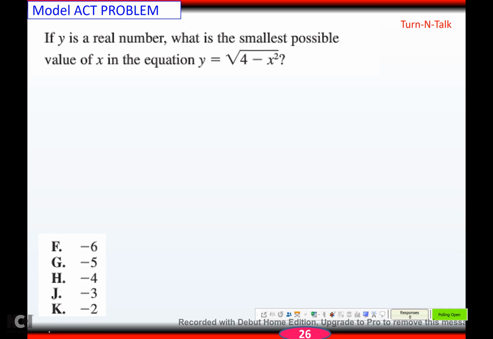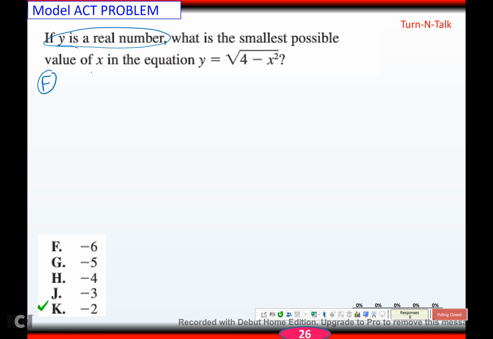All right, try this one. Hit pause. Come back when you're ready. All right, it says if y is a real number, what is the smallest possible value of x in the equation y equals the square root of 4 minus x squared? Now, this is the key. Y has to be a real number, whatever you get.